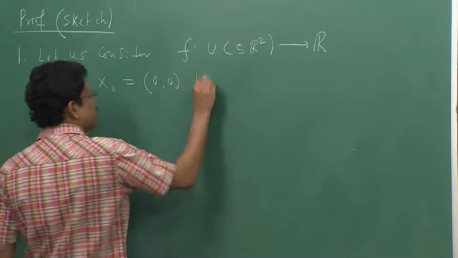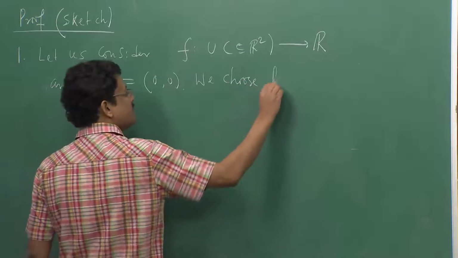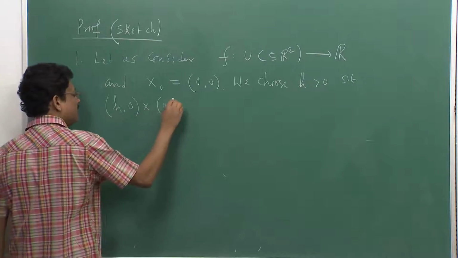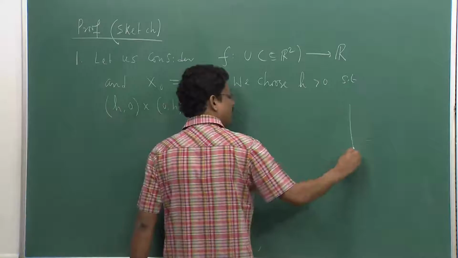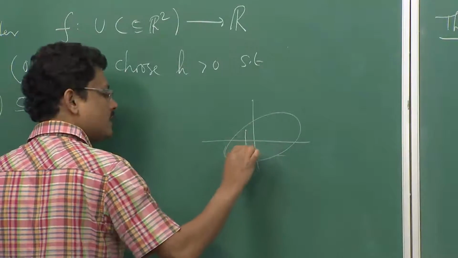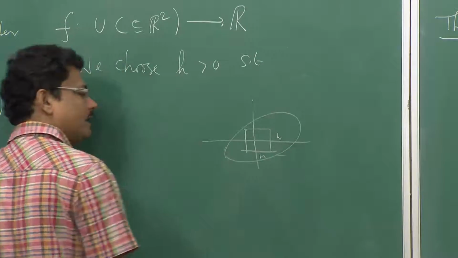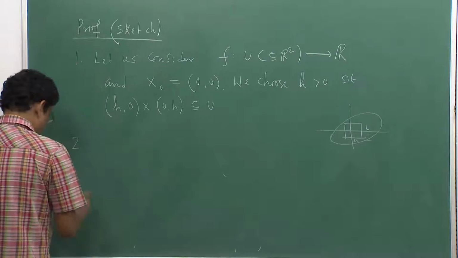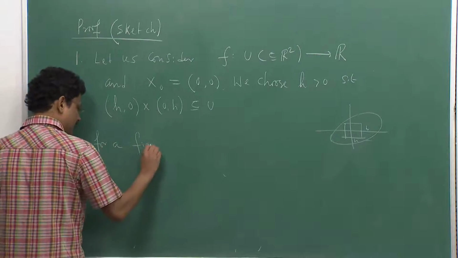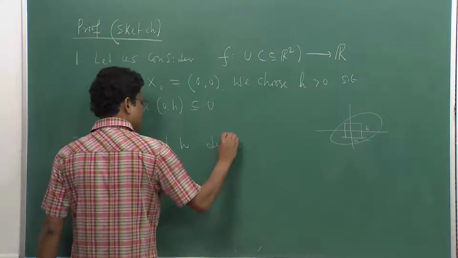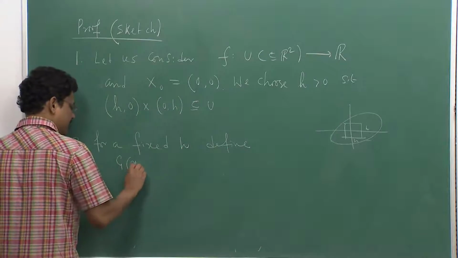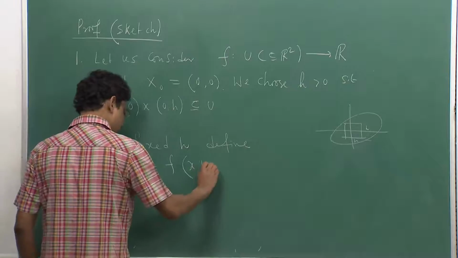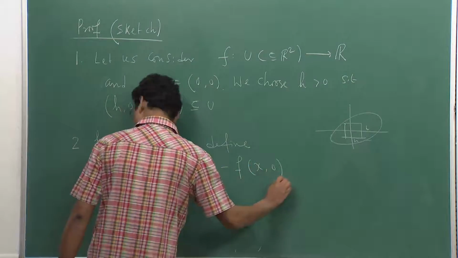So, we choose, using the hypothesis, some h greater than 0 such that the set [0, h] cross [0, h] is in U. So, here is my U, some U around the origin. I choose an h such that this square of length h and height h is completely in U. With that, for a fixed h, define g of x equal to f of x h minus f of x 0.